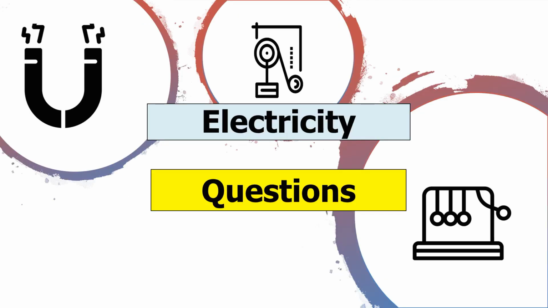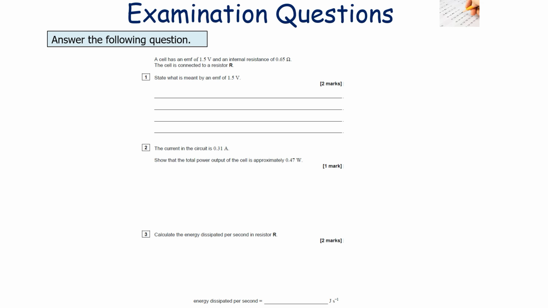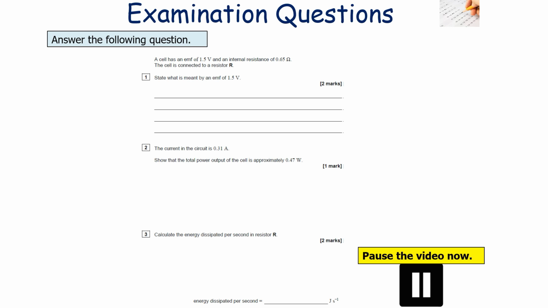Let's have a look at a few longer questions for electricity. So the first question says a cell has an EMF of 1.5 volts and an internal resistance of 0.65 ohms. State what's meant by an EMF of 1.5 volts. The current in the circuit is 0.31 amps, so that the total power output of the cell is approximately 0.47 watts, and then calculate the energy dissipated per second in the resistor R. So pause the video now, then unpause the video when you want to go through your answer.